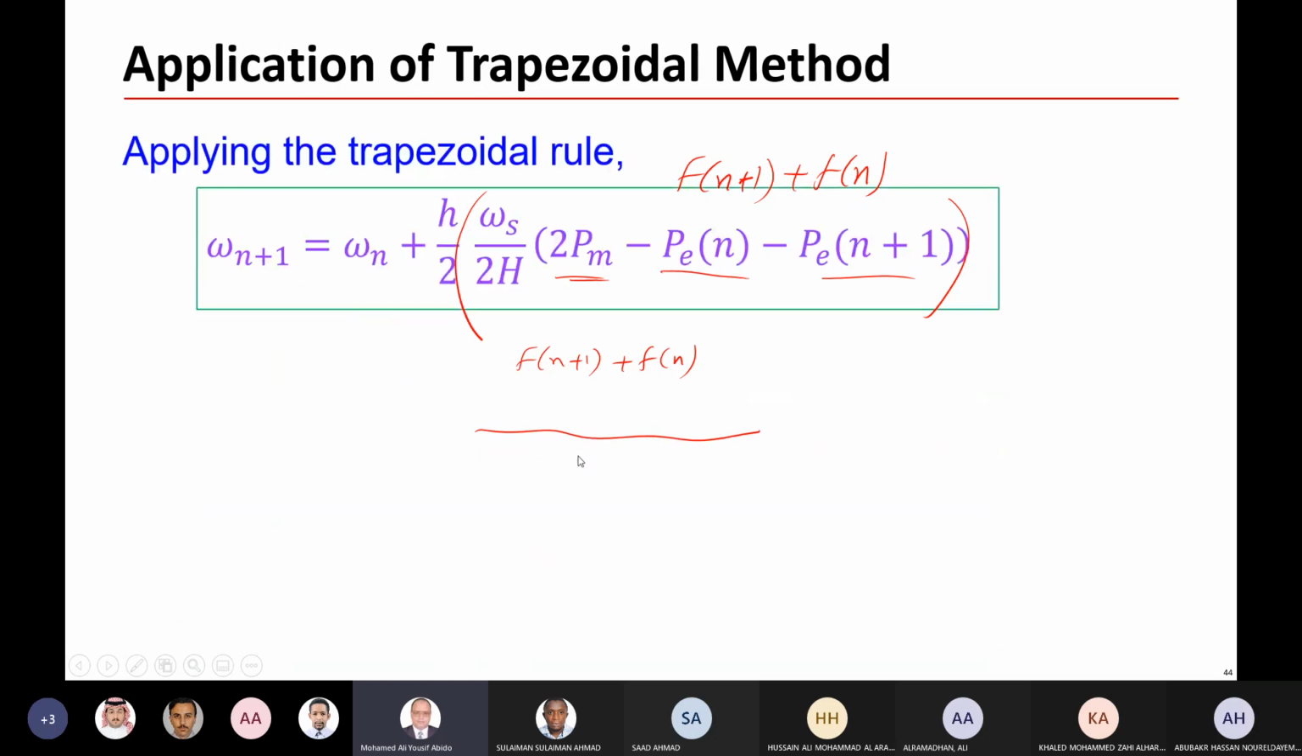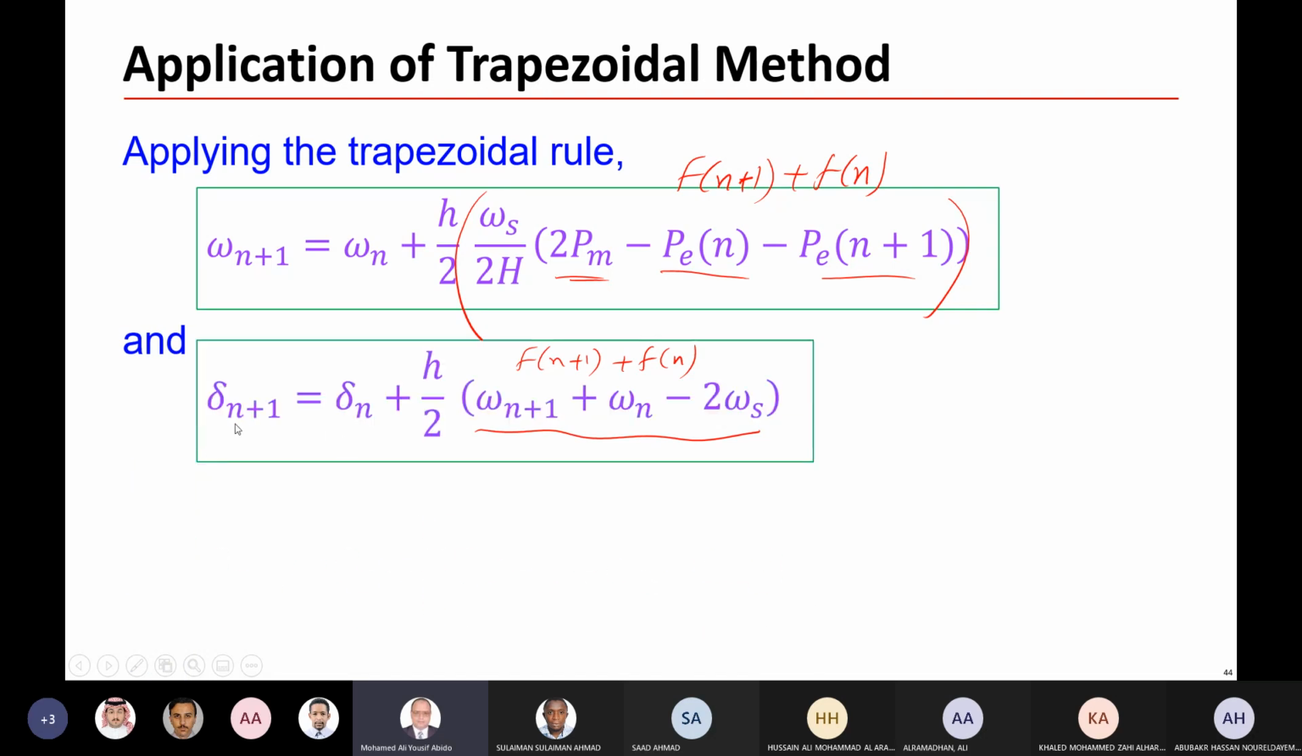In this case, if we apply the trapezoidal method, the solution at n plus 1 equals the solution at n plus h over 2 multiplied by all this, which is f n plus 1 plus f n. Of course, if you add them up, you can get this value. And also for delta, you can have delta n plus 1 equal to delta n plus h over 2 times this.